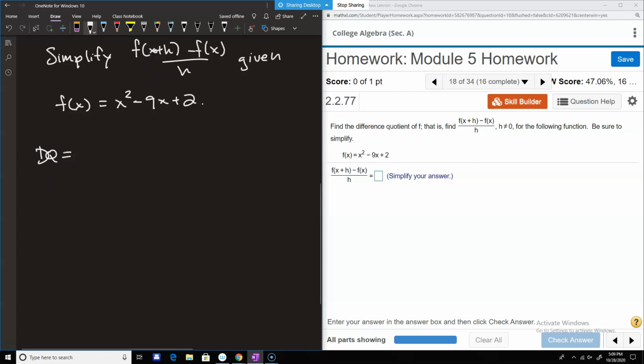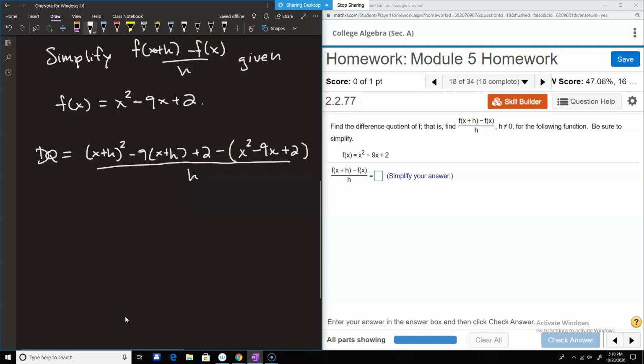This is equal to, well, how do we do f of x plus h? We look at the formula we have right there, x squared minus 9x plus 2, and we just change the x to x plus h, and make sure to put that in parentheses. So f of x plus h is x plus h squared minus 9 times x plus h plus 2. Then we need to subtract the regular formula, which is just x squared minus 9x plus 2. All of this is being divided by h. We're not doing anything with that h, we're just working in the numerator for now.